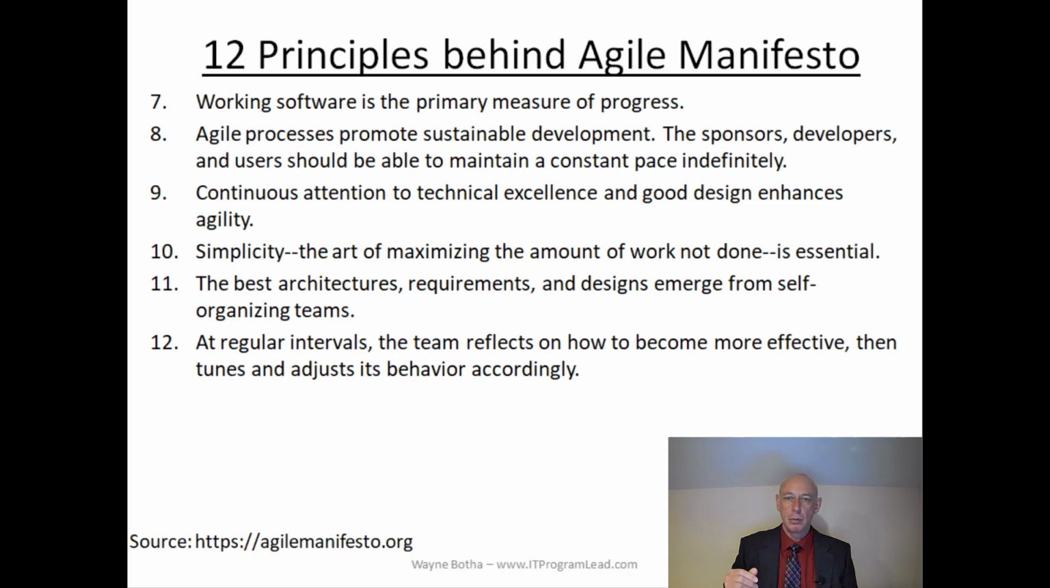Number 7, working software is the primary measure of success. Not PowerPoints or status reports, but working software. And when a team is measuring progress, the simple acid test to always ask is, is this working software? Because if it's not working software, then it's not a valid measure of progress. Number 8, Agile processes promote sustainable development. The sponsors, developers, and users should be able to maintain a constant pace indefinitely.